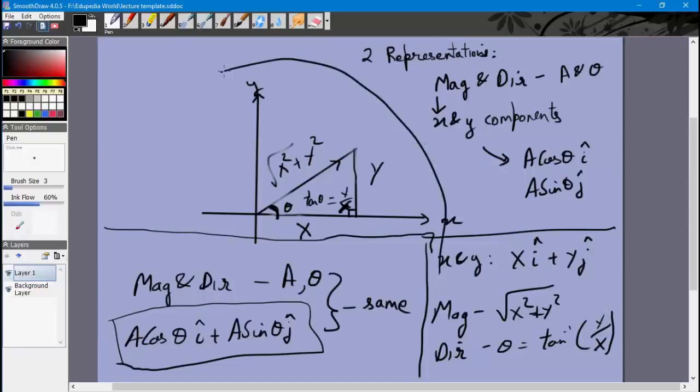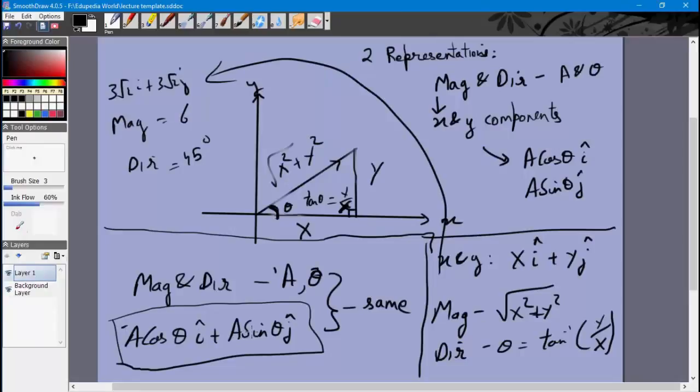So looking at this again, if we are given 3 root 2 I cap plus 3 root 2 j cap, then the magnitude will be root of this square plus this square, which is 6, and the direction will be tan inverse of y by x, which is 45 degrees, which is what we knew already. Here 6 and 45 gives me 3 root 2 I plus 3 root 2 j.